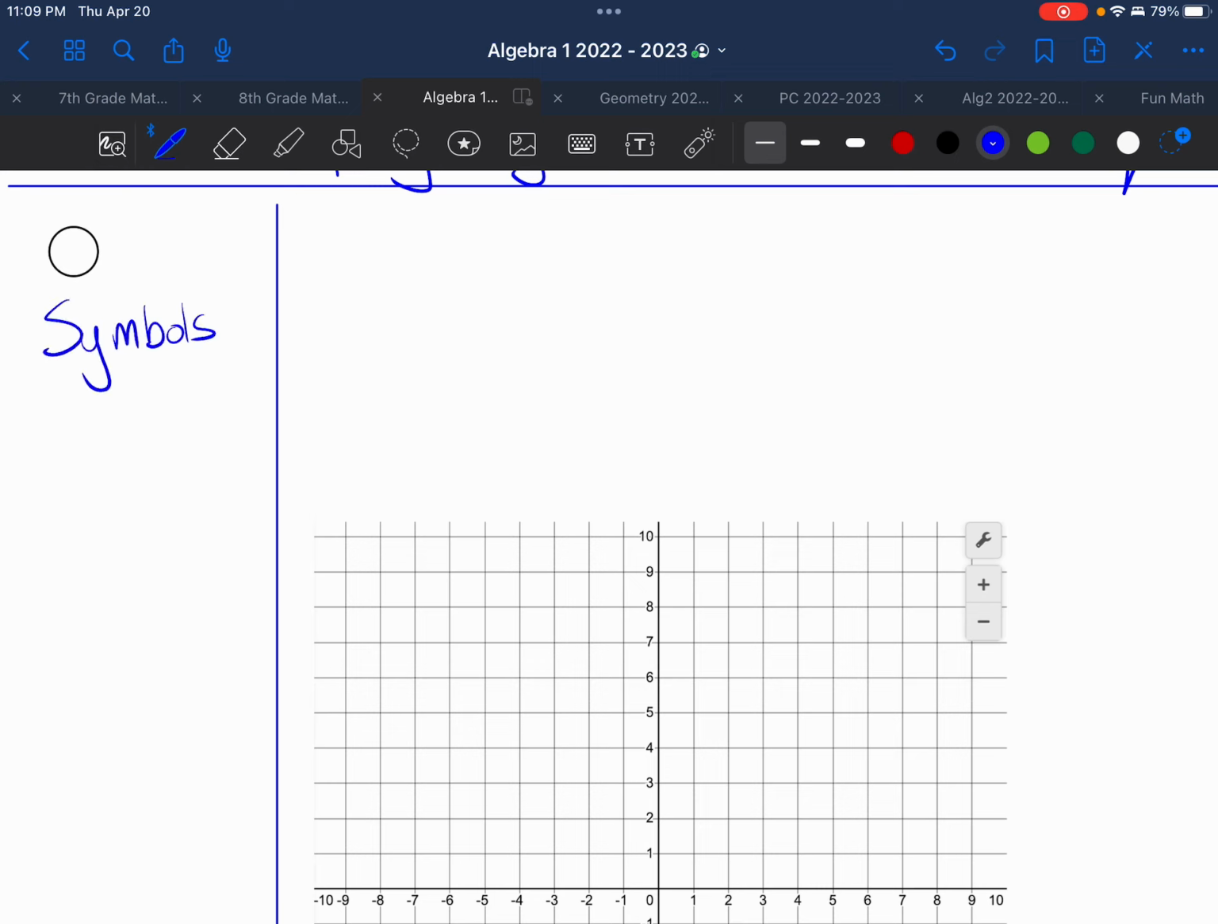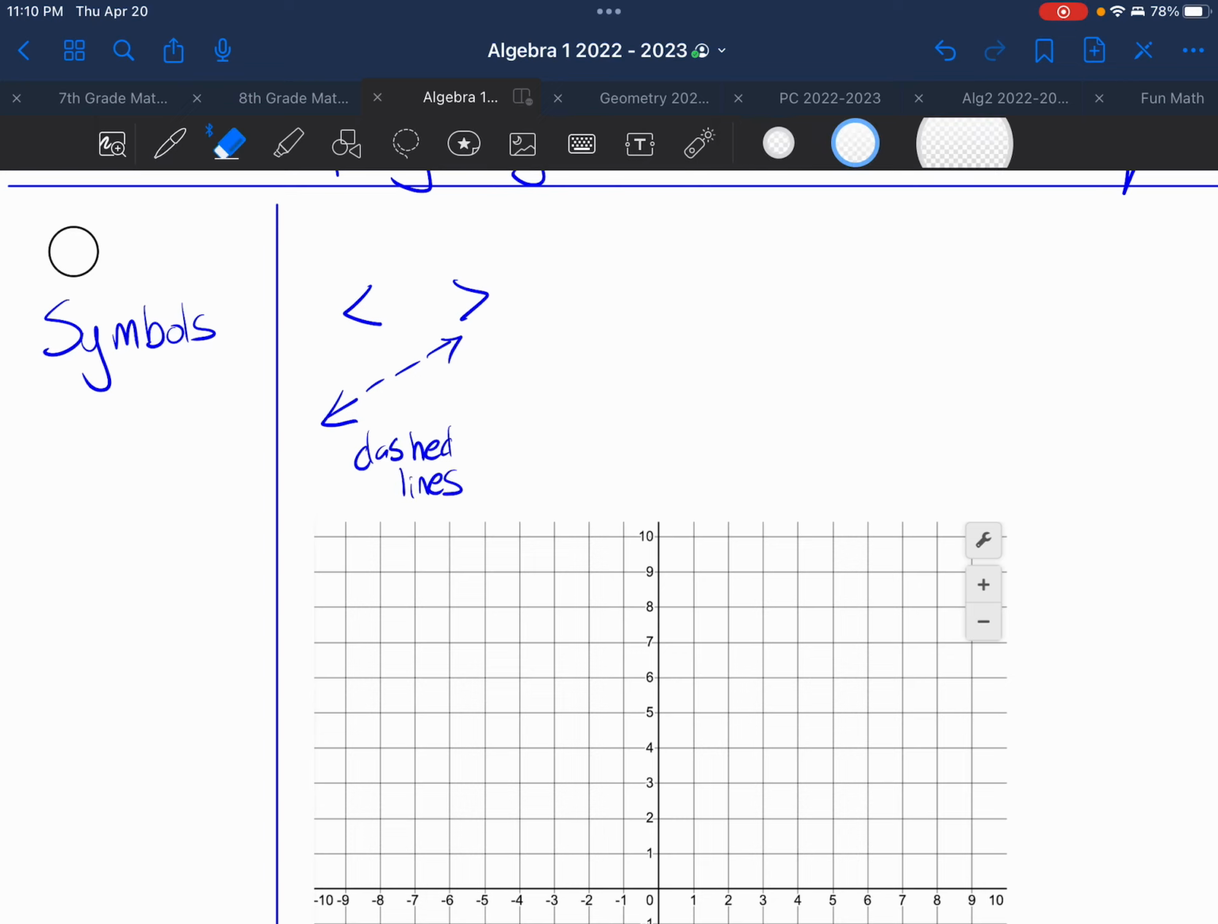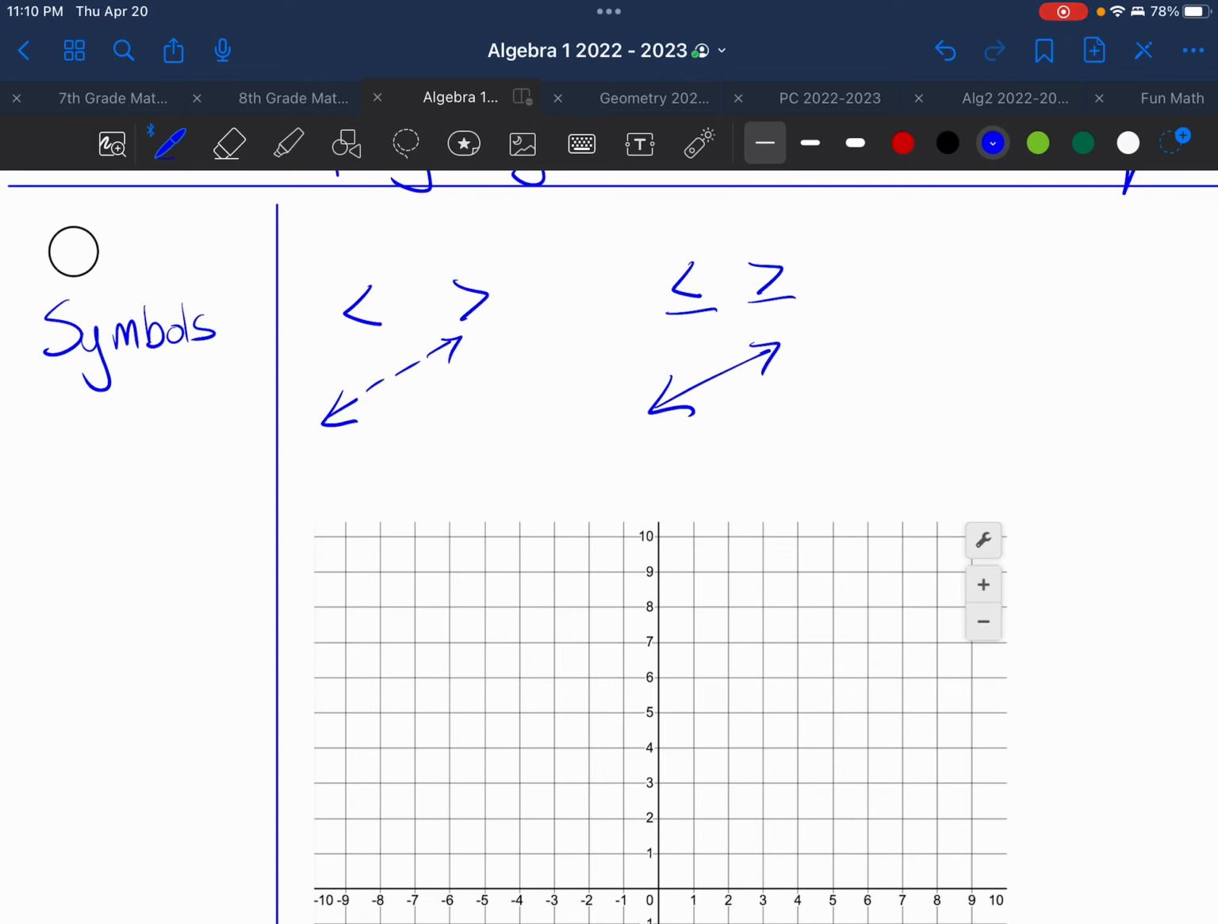If I have symbols like a less than or greater than, just a reminder that those are going to be dashed lines. It's going to be a dashed line, and if I have symbols like less than or equal to or greater than or equal to, then that's going to be a solid line. So those are the differences.